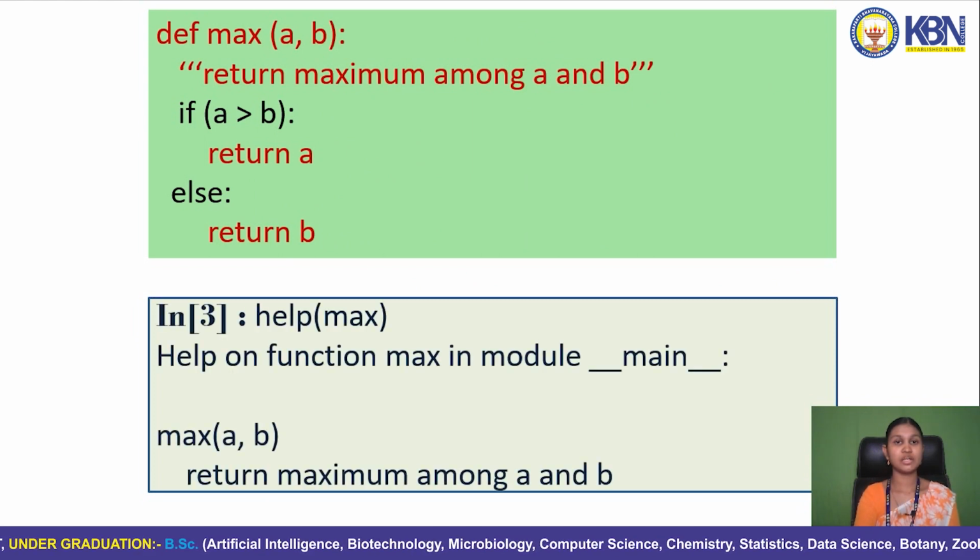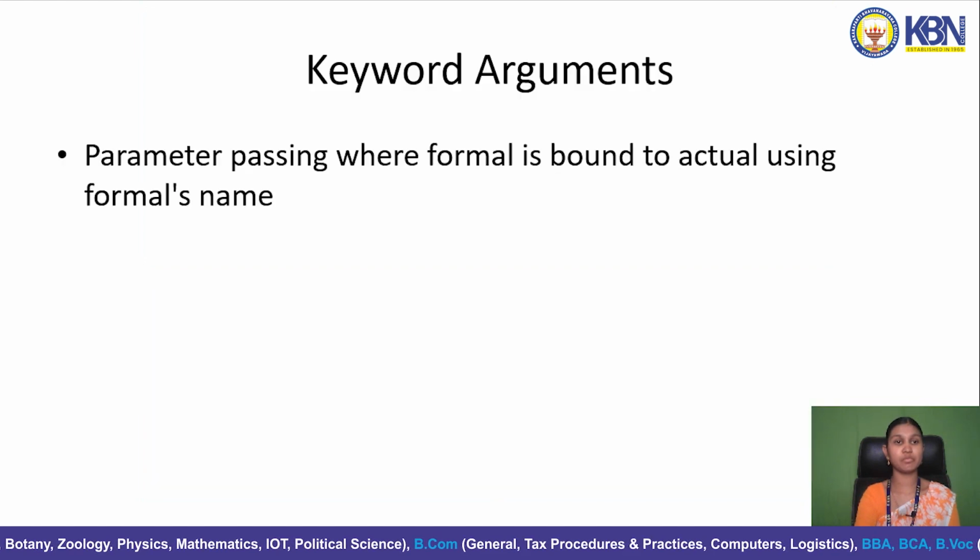Here I am using "return maximum among A and B". I should mention that "return maximum among A and B" is the docstring, and it will serve as the help for the function. It can be executed at the prompt. That's why the output is "help on function max in module main". Here it displays the output: return maximum among A and B.